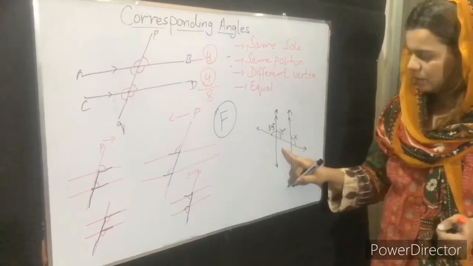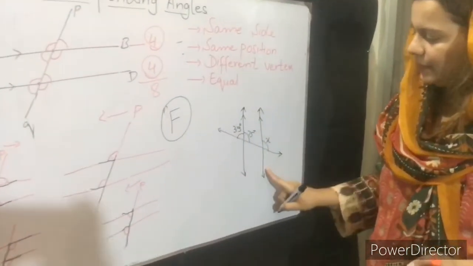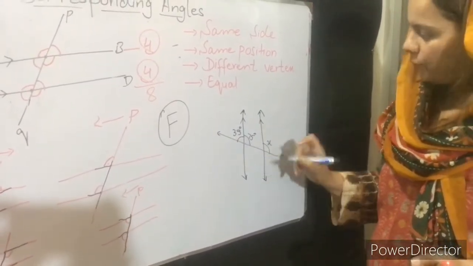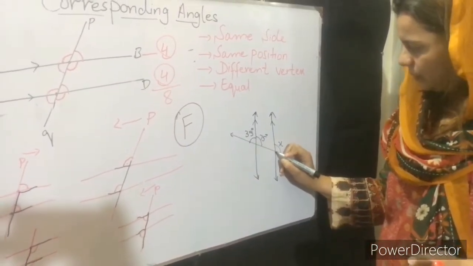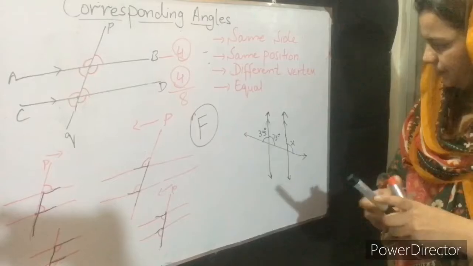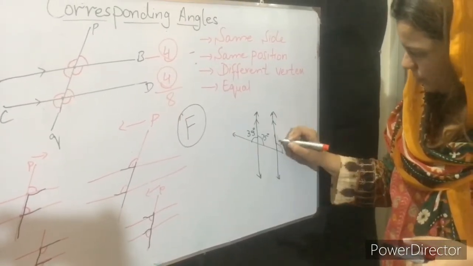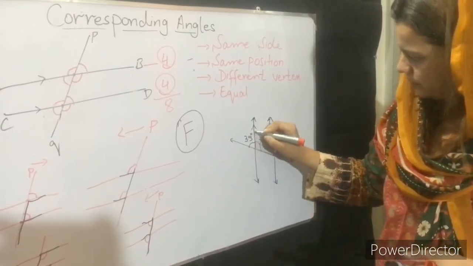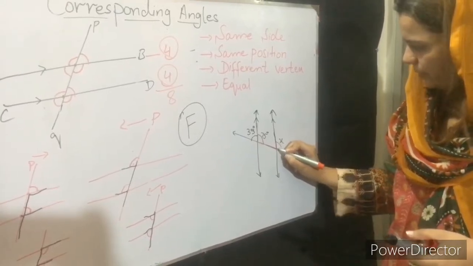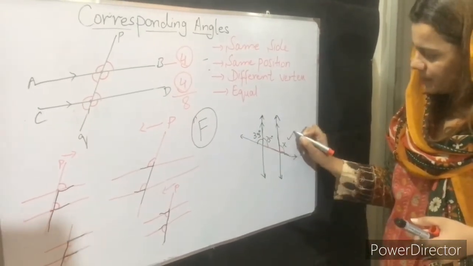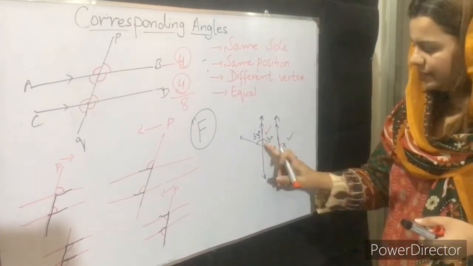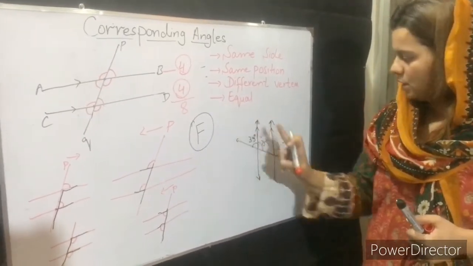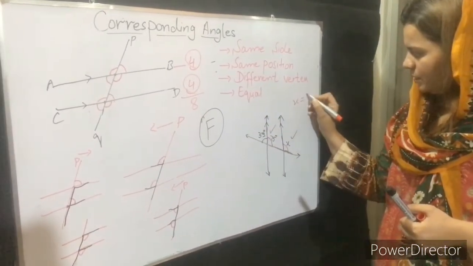Now look at this example. Two vertical parallel lines are cut by one transversal line, and we have to find the value of x. So we will make an F shape, this angle towards right, and this angle starts from here. It means this x is equal to this angle. This angle is corresponding to this angle, and corresponding angles are equal. So the value of x is equal to 75.